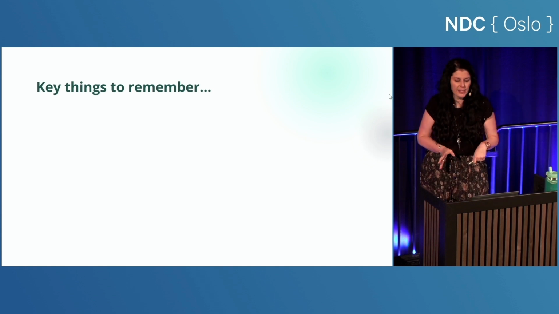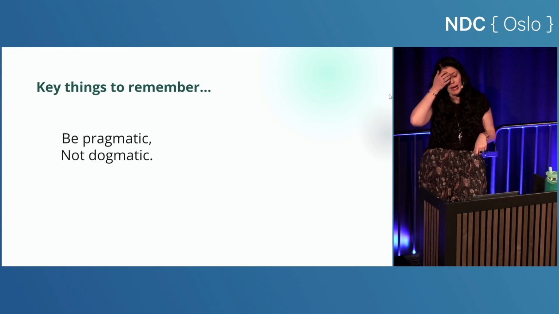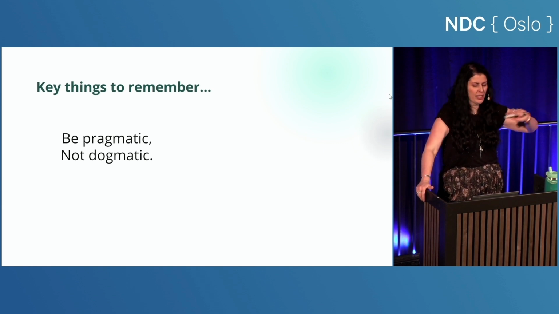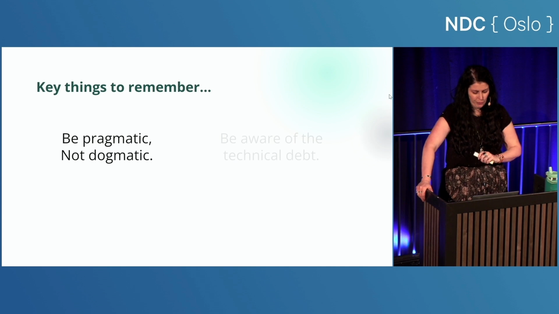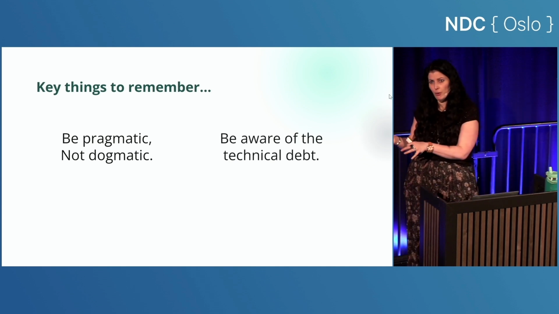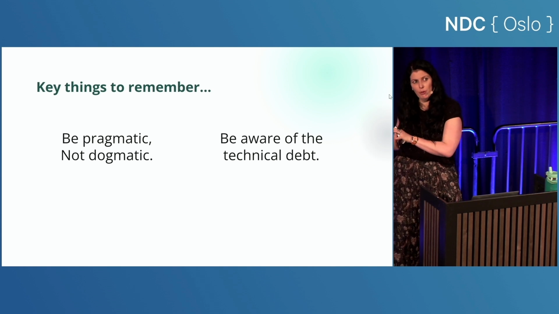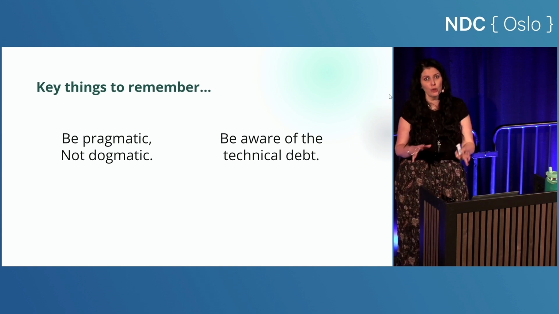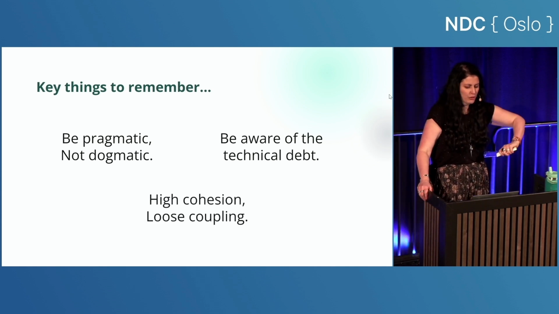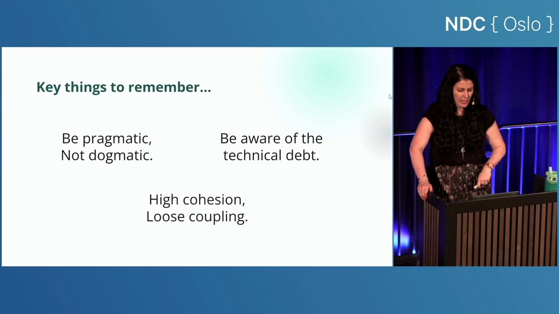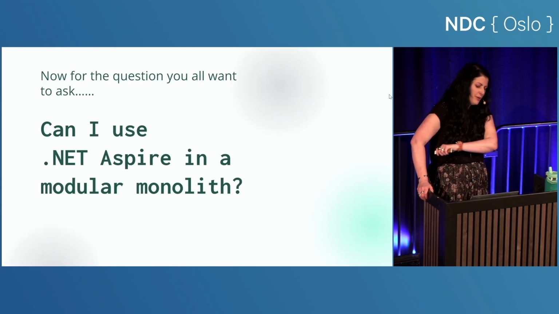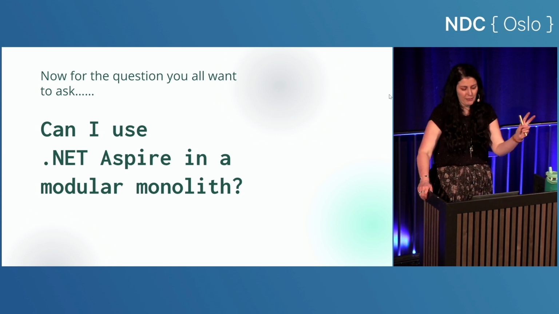So the key things to remember is be pragmatic, not dogmatic, okay? That should be a given in all aspects of your code. Be aware of the technical debt, because everything you do, or don't do, more to the point, is going to give you technical debt that you will have to go and deal with at a later date. And remember that other golden rule, high cohesion and loose coupling. So I've spoken about this quite a few times at the beginning of it.